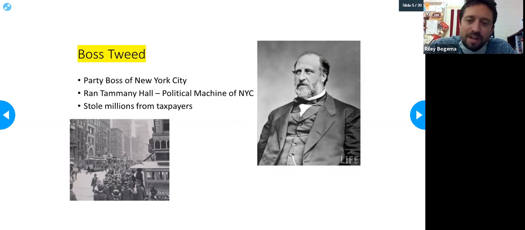While Tweed ran and controlled the city, he was stealing millions of dollars for himself and for his friends. A lot of people didn't really realize it, and a lot of people did, but they looked the other way because he was helping out a lot of people in the process of stealing.